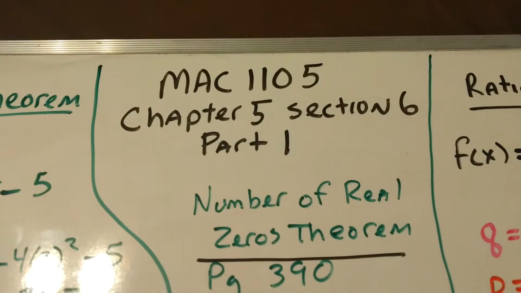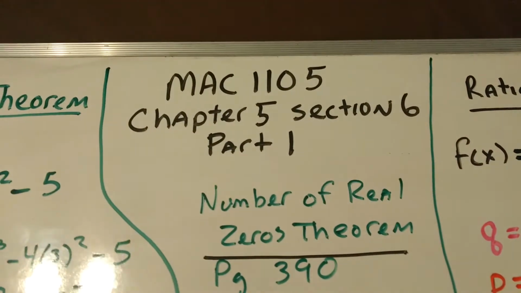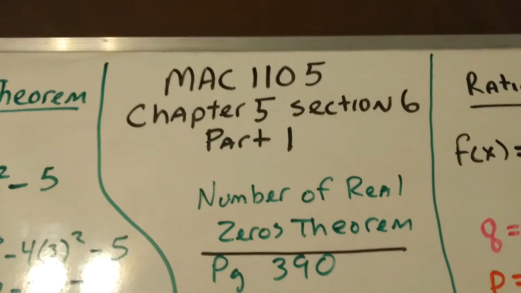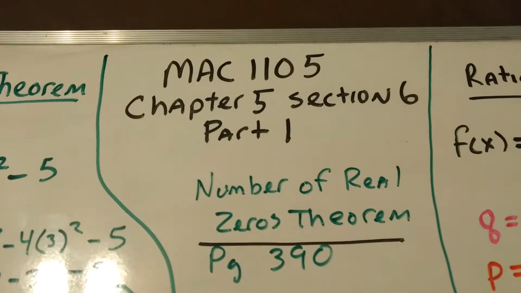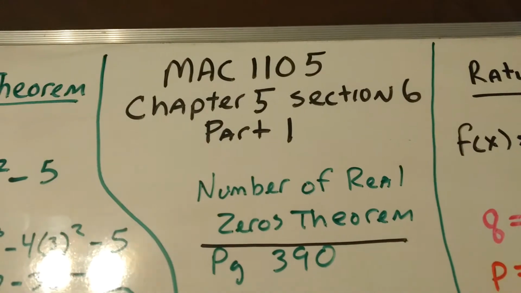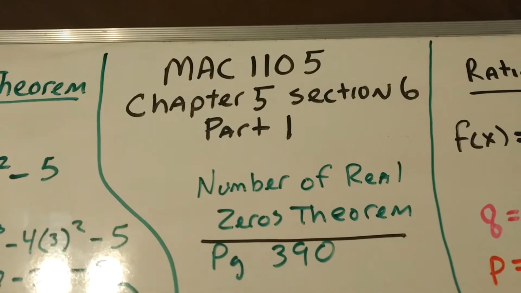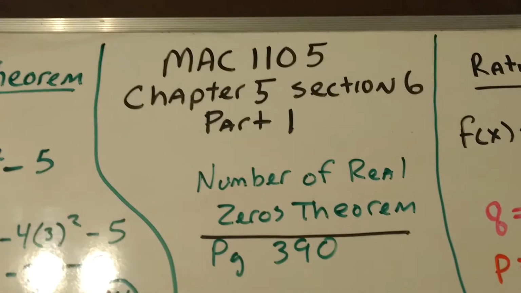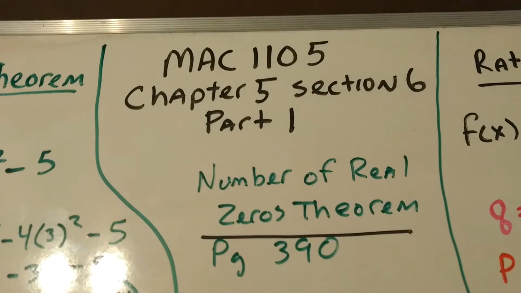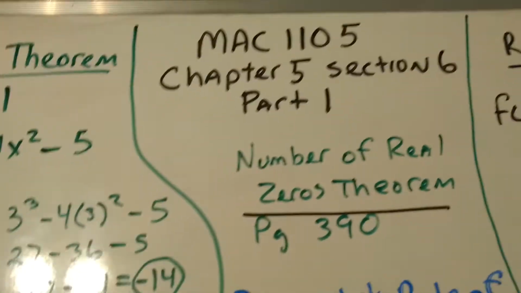This is video for MAC 1105 College Algebra, Chapter 5, Section 6, Part 1. There will be 2 videos for Section 6 because there's a lot of information. And the beginning information is what you need to work the problems towards the end of the section.